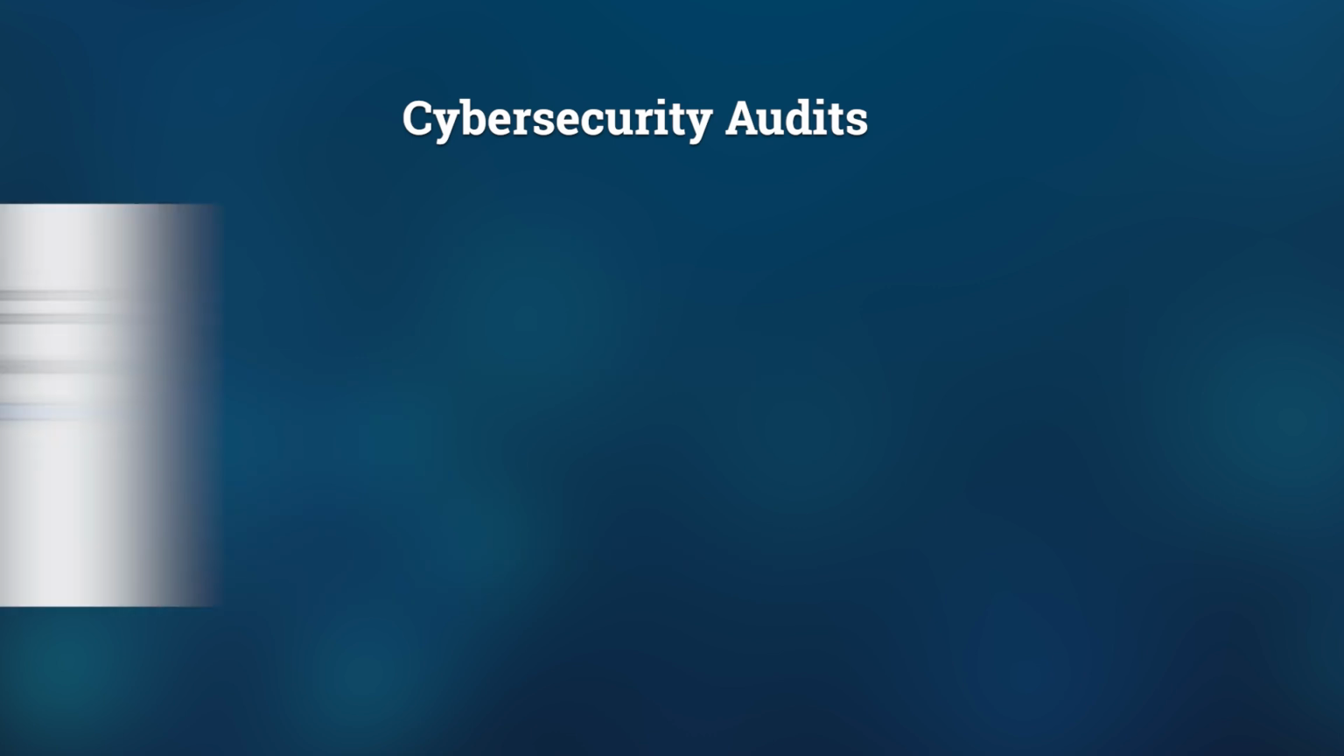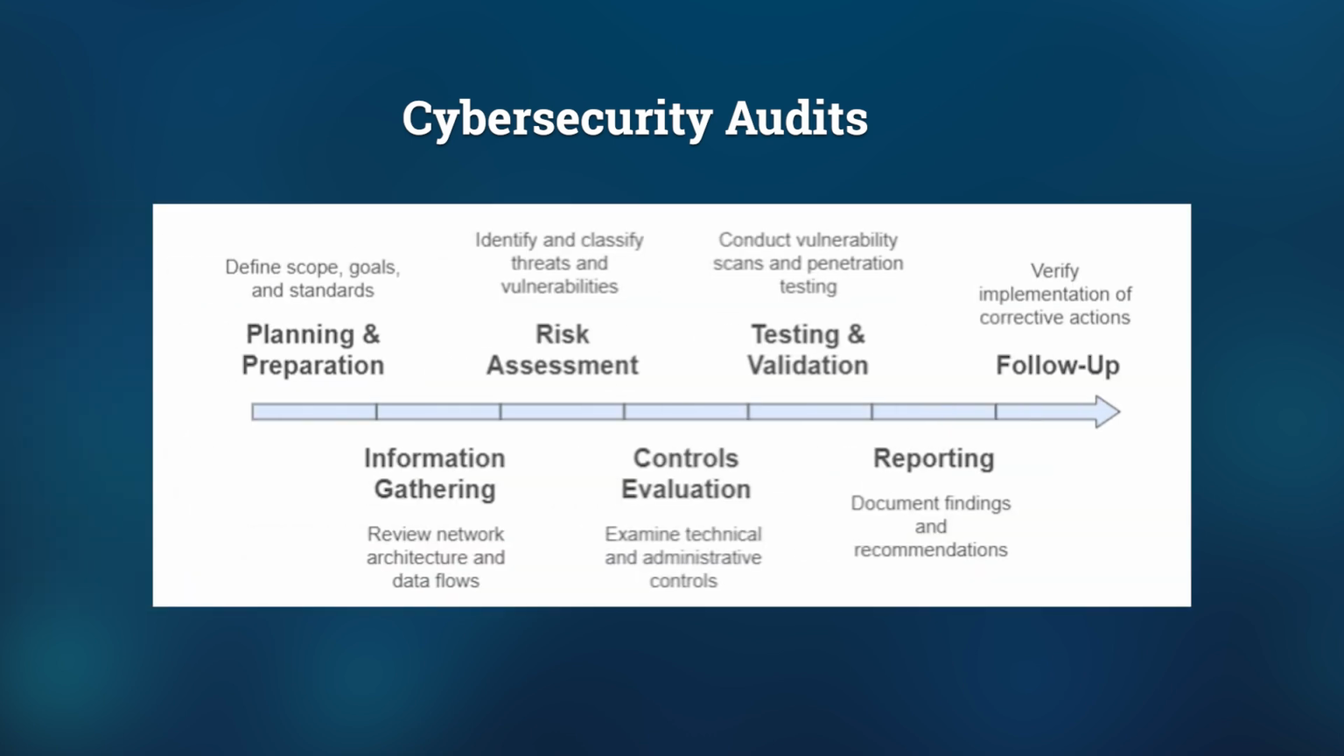Now, the steps of cybersecurity audits are: define scope, goals, and standards. Then, information gathering, that is, review network architecture and data flows. Then, identify and classify threats and vulnerabilities, that means risk assessment. After that, control evaluation, examining technical and administrative controls. Then, conduct vulnerability scans and penetration testing. After that, reporting, documenting findings and recommendations, and then verifying implementation of corrective actions.